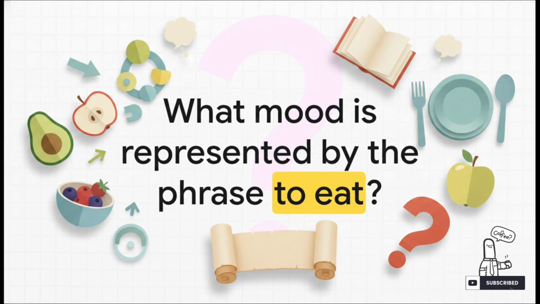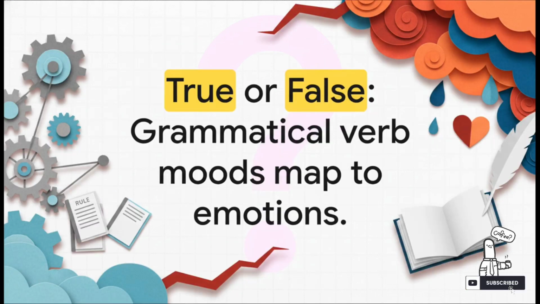What mood is represented by the phrase to eat in the sentence, it's important to eat well? This one is the infinitive mood. Remember, by throwing that to in front of the base verb, it literally stops acting like an action anchored in past, present, or future time and starts acting a lot more like a noun or an adjective expressing a general state of being. And here is our final test question.